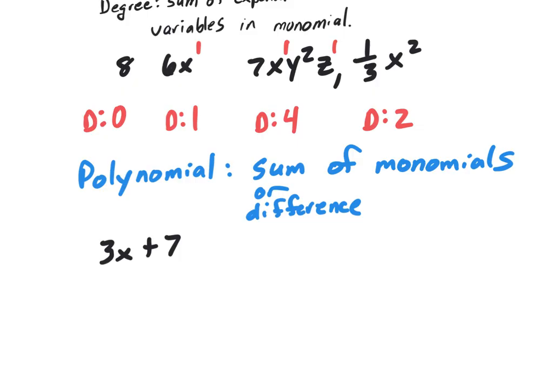Two different monomials. 3x is a monomial, 7 is a monomial, and when I put those two together, we would call this a binomial because there's two terms.